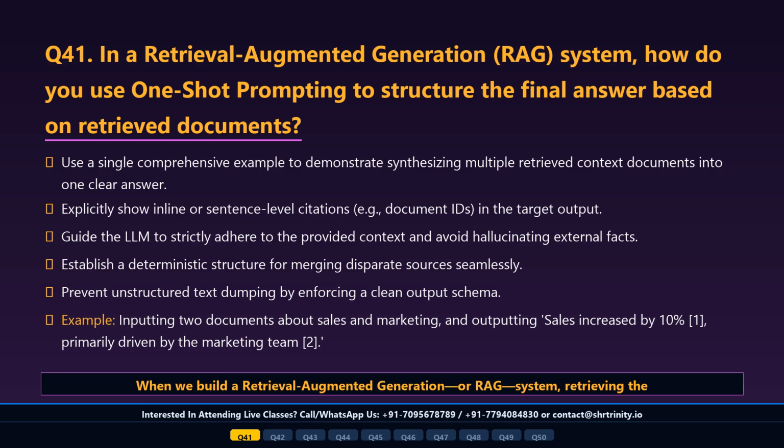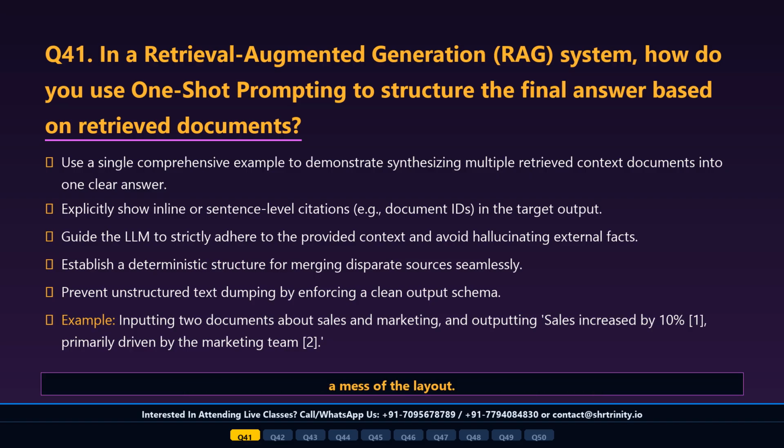When we build a retrieval-augmented generation, or RAG, system, retrieving the relevant documents is only half the battle. The second half is forcing the language model to synthesize that raw information cleanly without hallucinating or making a mess of the layout. This is where one-shot prompting becomes extremely powerful. In your prompt, you provide a single, concrete exemplar demonstrating exactly how to read retrieved documents and format the response.